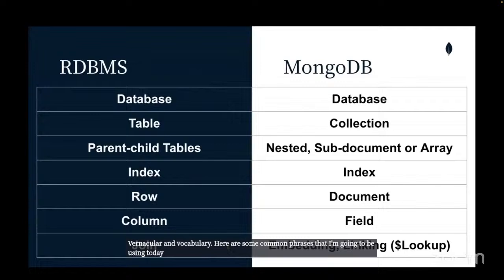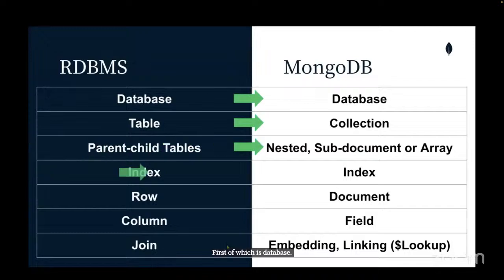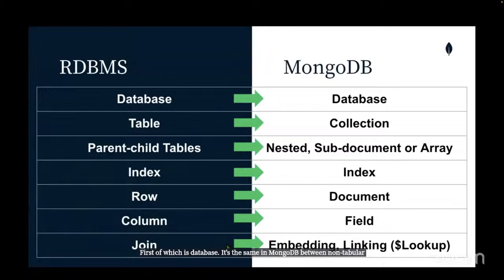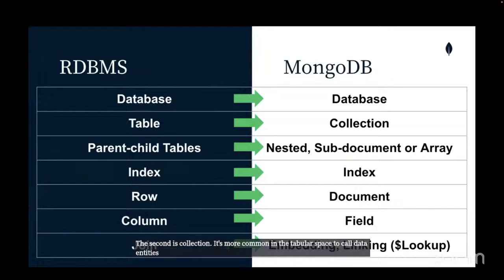in our journey to understand data modeling in MongoDB. First of which is database. It's the same in MongoDB between non-tabular, relational, and MongoDB. The second is collection. It's more common in the tabular space to call data entities stored in a table. We're going to refer to those as being stored documents in a collection.